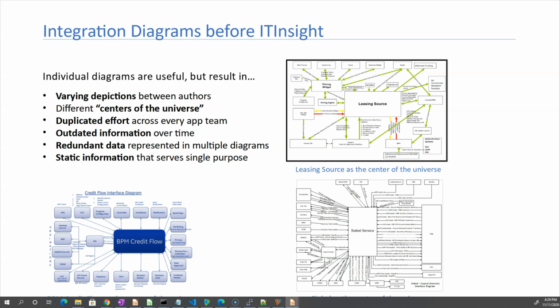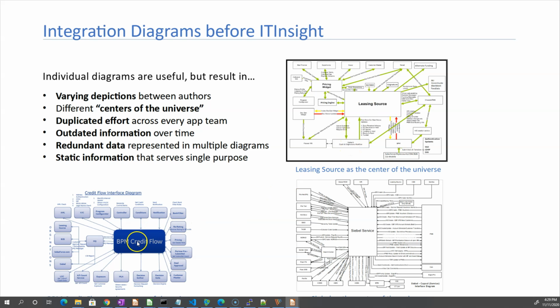If we look historically at how the interdependencies were documented in the past, here are some pictures, and I know they're eye charts, but that's okay. You don't need to understand the details. But there are three different perspectives on essentially many of the same data. There's an app in the center of this diagram called Leasing Source. Up here above, it shows that Siebel integrates with Leasing Source. That integration is depicted here.